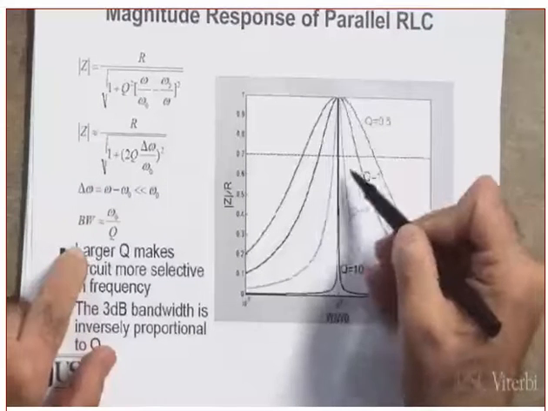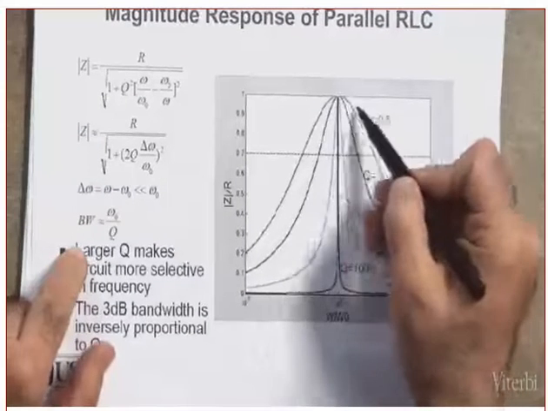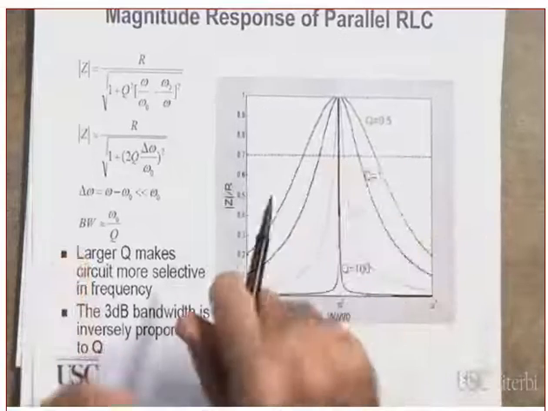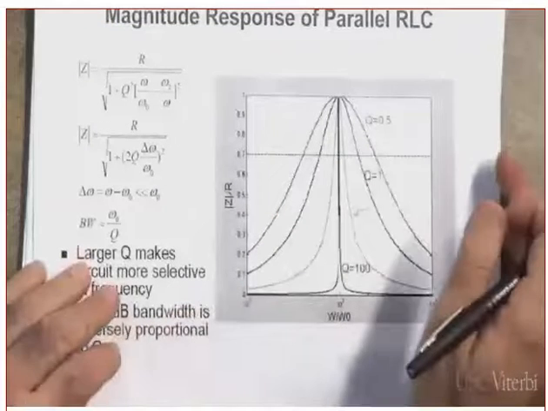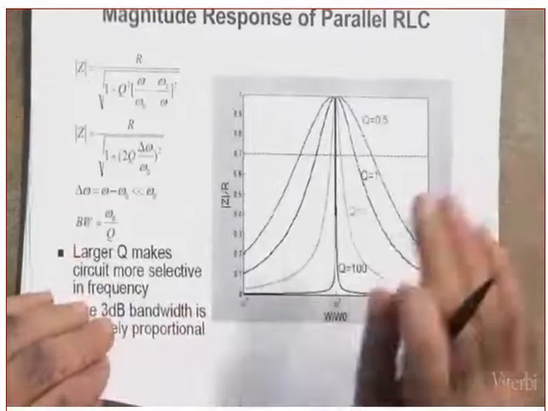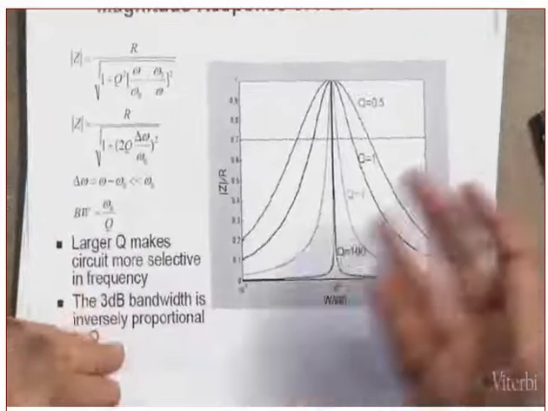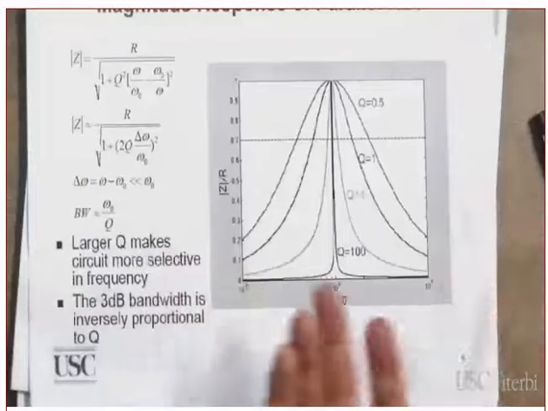You notice no matter what Q is, the magnitude is still the same: 1. Why? Because this is a passive filter. It cannot provide you with any gain. Yes? Is it possible that our filter provides me with a gain?